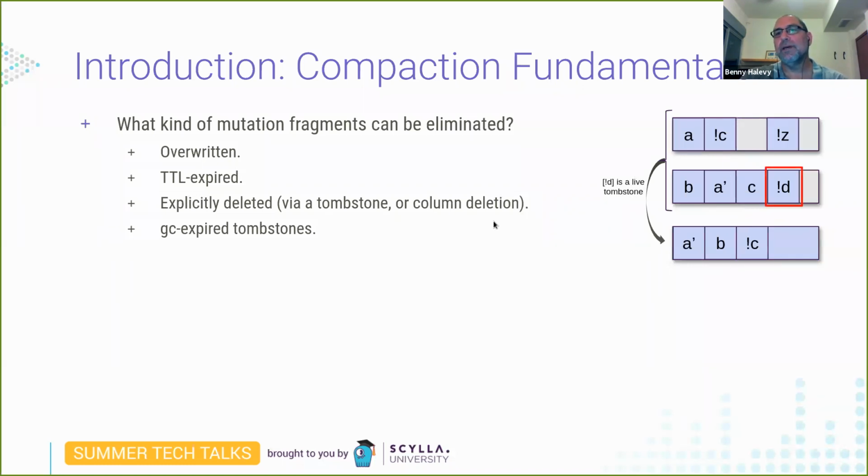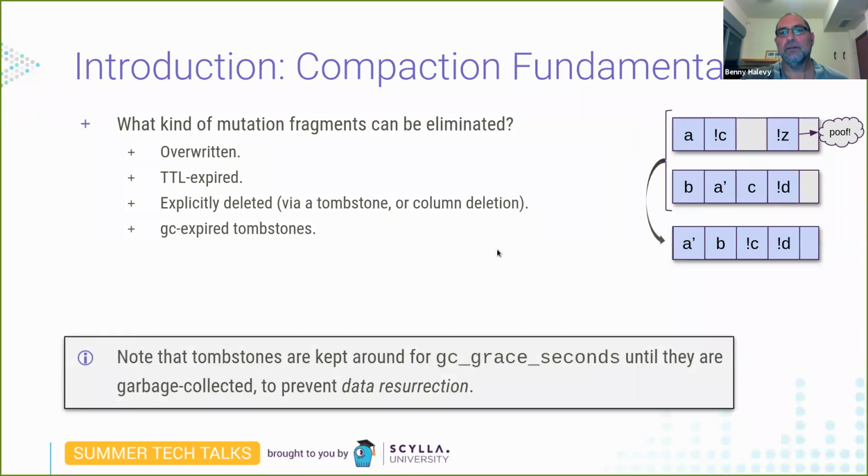Similarly, the input SSTable may contain a live tombstone that has not yet expired, that also needs to be copied into the compaction output SSTable. Those tombstones that have expired their garbage collection timeout can finally be eliminated. Note here that the tombstones are kept around for GC grace seconds until they are garbage collected. This is done to prevent data resurrection.